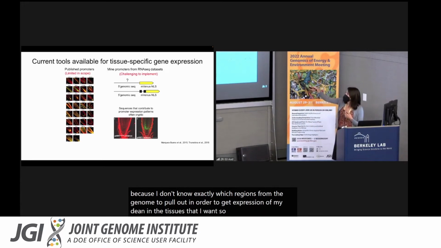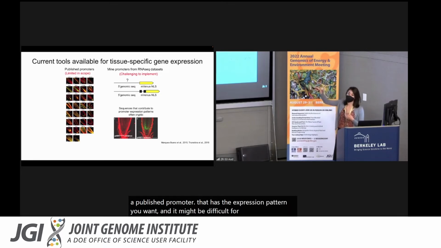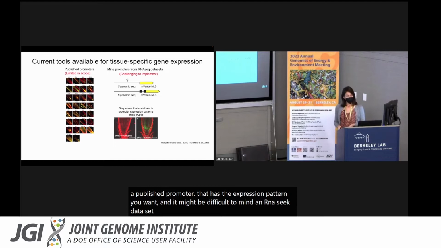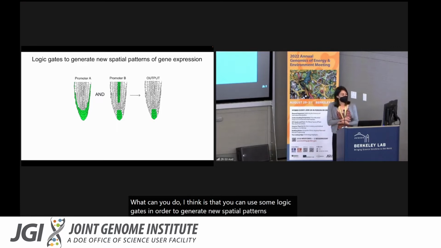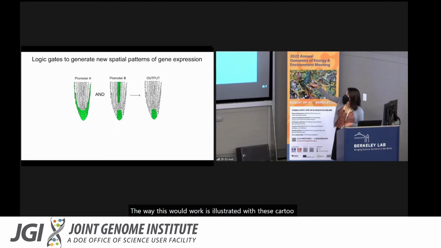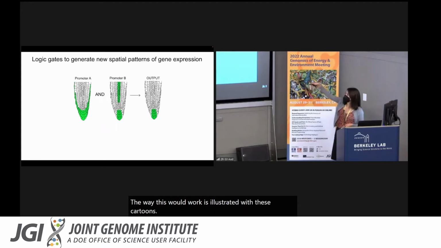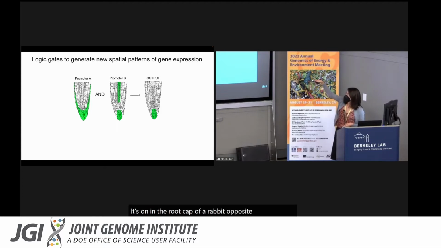So if you don't have a published promoter that has the expression pattern you want, and it might be difficult to mine an RNA-seq data set, what can you do? What I think is that you can use some logic gates in order to generate new spatial patterns of gene expression. The way this would work is illustrated with these cartoons. Here we're showing the root tip of Arabidopsis with a fake fluorescent protein being driven by this promoter A. It's on in the root cap of Arabidopsis. Promoter B is on in a subset of root cap cells called the columella and in some central vasculature cells.